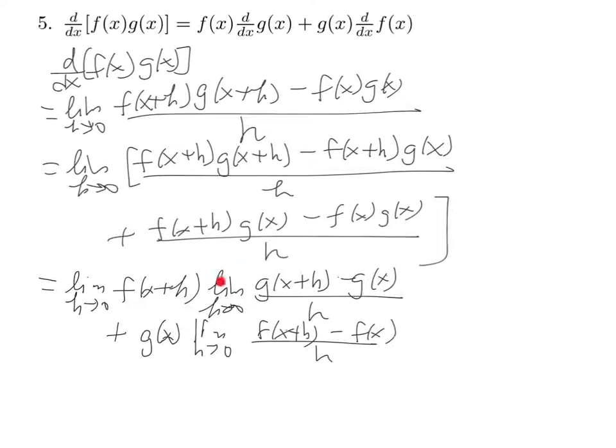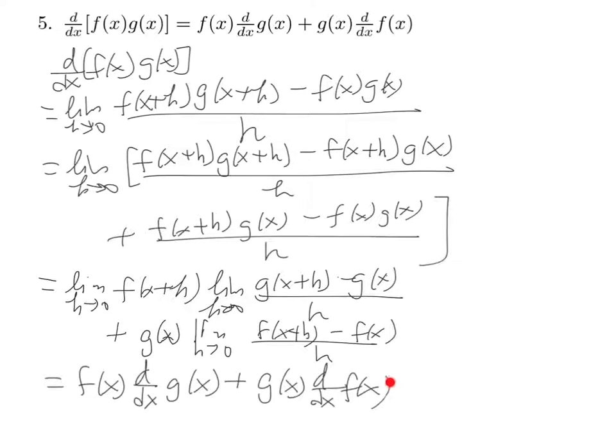But by definition, this is dg(x)/dx, and this is df(x)/dx. And as h tends to 0, this one tends to f(x). So we have the right-hand side of the product rule. The proofs for rule number 3 and rule number 6 are just similar, and you can find them in your textbook.